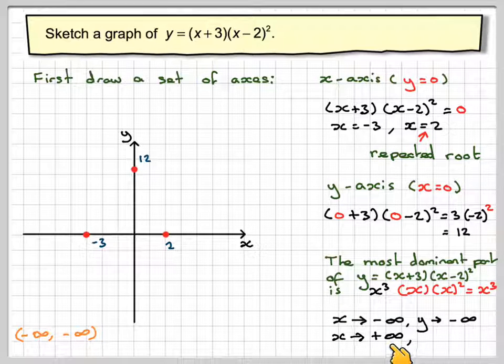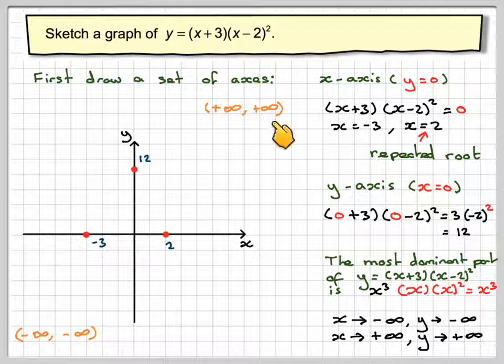When x goes very, very large, something like plus 10 or plus 100, if you cube a positive large number, the result is also very, very large. So as x goes to plus infinity, y will go to plus infinity, or as x goes large, y goes large. That's another way to think about it. So it goes over here.